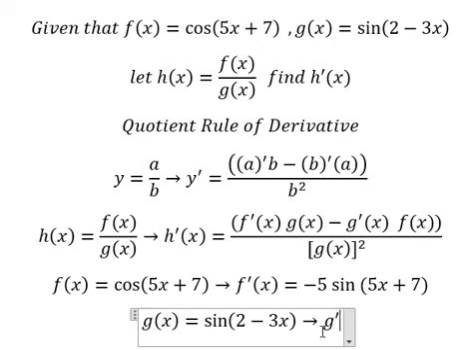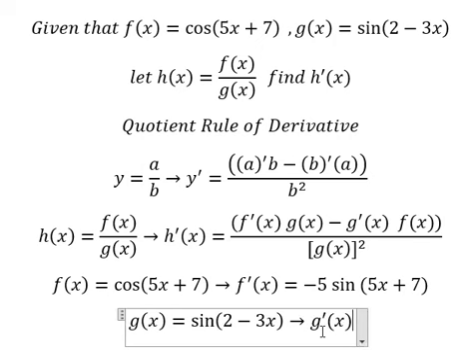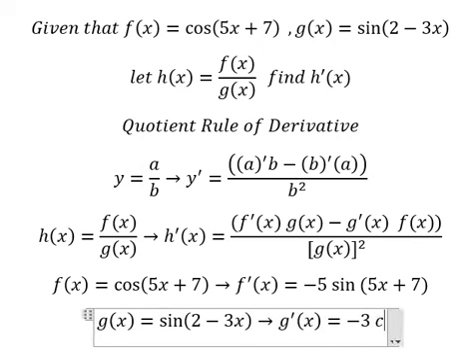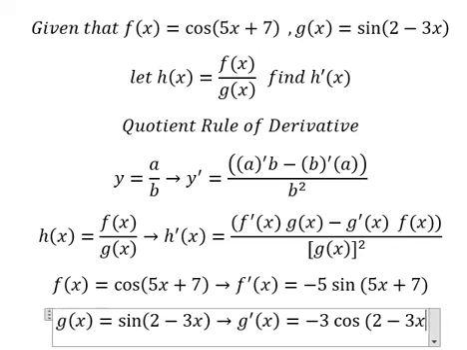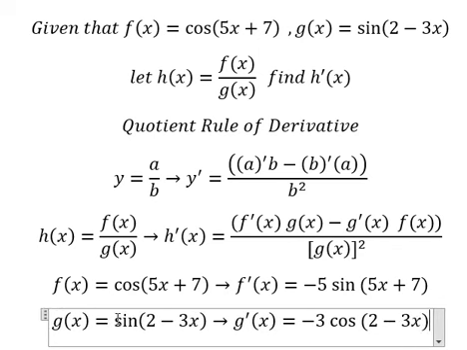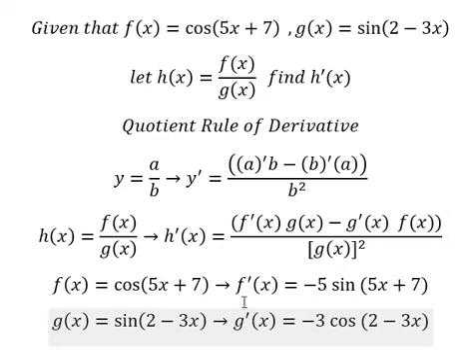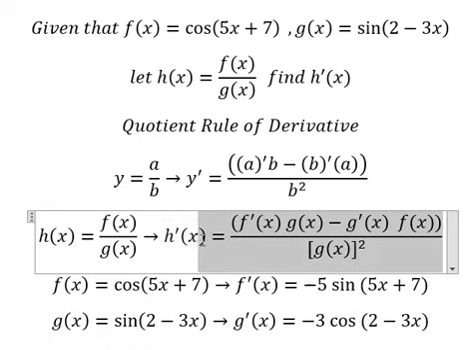Now we go to this one, negative 3 cosine of 2 minus 3s. This one is about cosine. The first derivative of negative 3s, you get negative 3. This one is the constant, so you get number 0. And now we put everything together here.